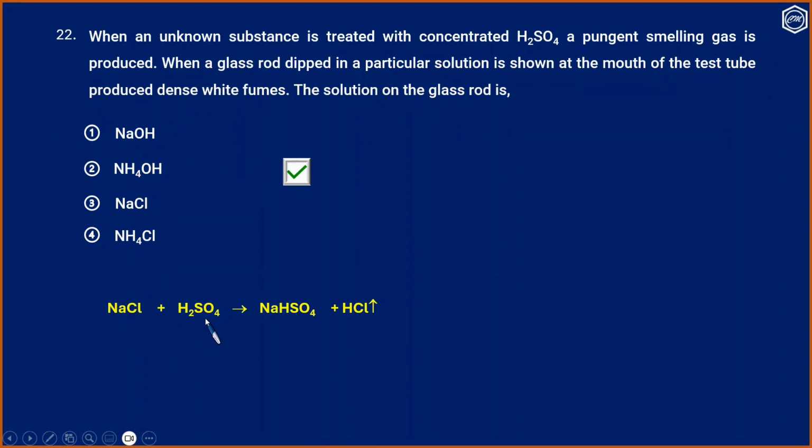That is, sodium chloride, when treated with concentrated sulfuric acid, hydrogen chloride gas is produced. When ammonium hydroxide is introduced, HCl reacts with the ammonia and ammonium chloride vapors are formed, and these ammonium chloride vapors appear as dense white fumes.